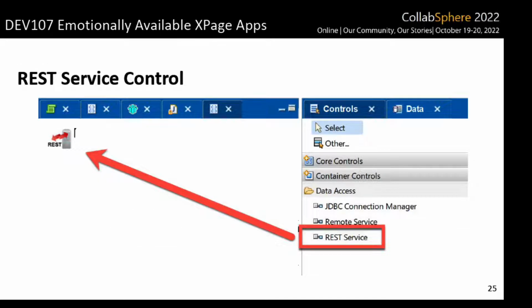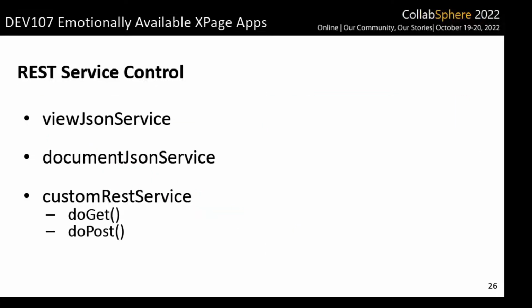The next thing I want to take a look at is the REST service control. And just like the remote service or RPC control, it's just a control you drag into the page where you want it to reside. There are several types of REST services that you can utilize within the REST service control, but I'm going to focus on the ones that I think are the most pertinent to the types of applications that we are talking about in this presentation.